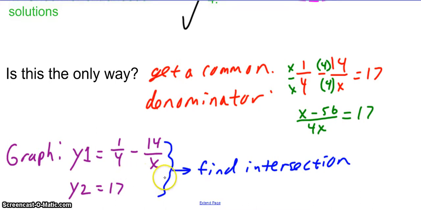Another method would be to graph both sides of the equation. So in my calculator I could put y1 is 1/4 minus 14 over x, y2 is 17, and then find the intersection of those two. So again, these are just two different methods. The first one is very similar to what we did. Either of them work. It's really up to you.